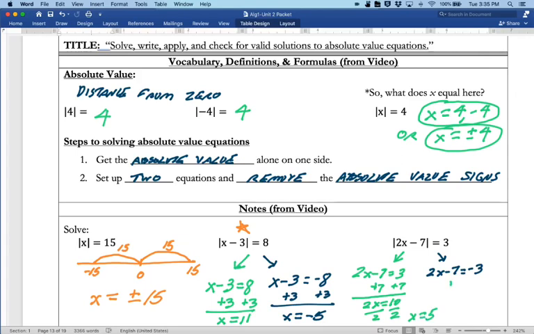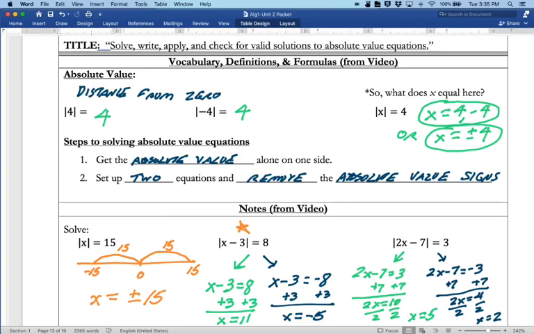Over here, same steps. We're going to add 7 to both the left and the right side. So 2x is equal to 4. Divide by 2, and x is equal to 2 for that one right there.